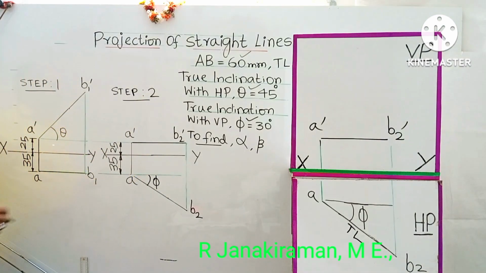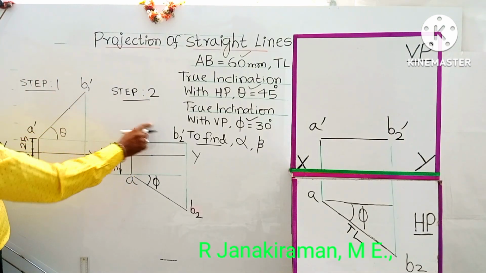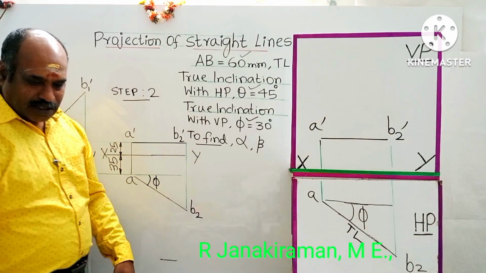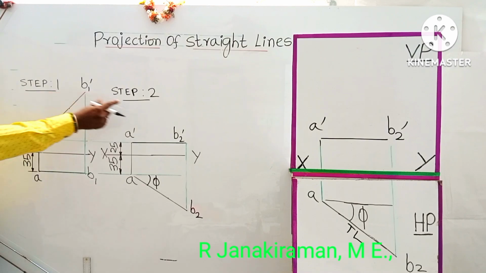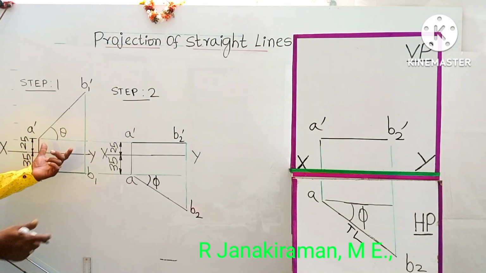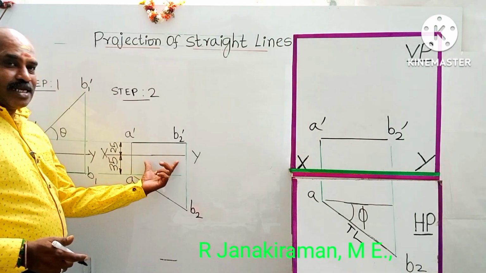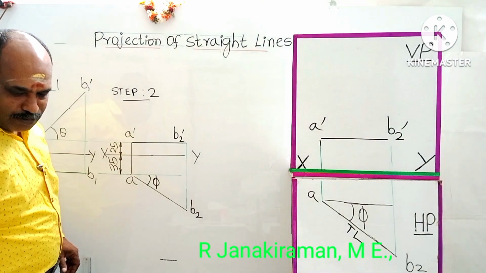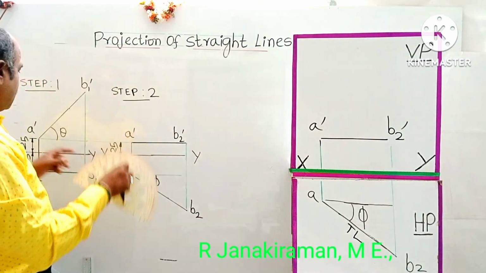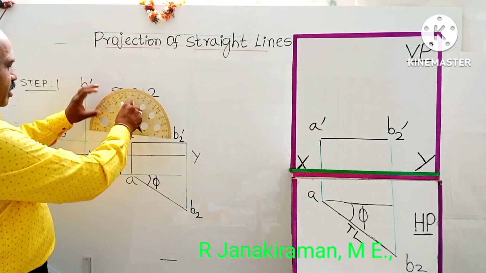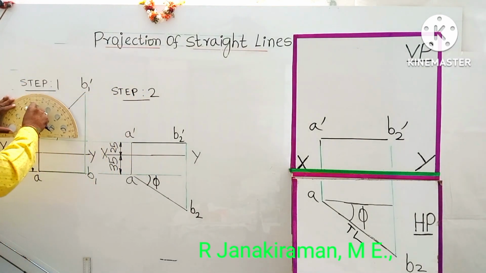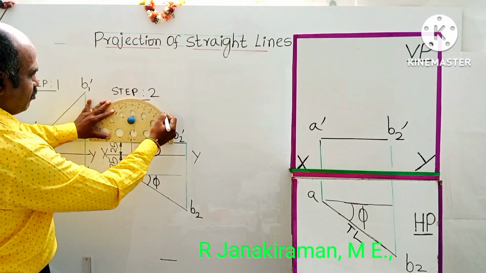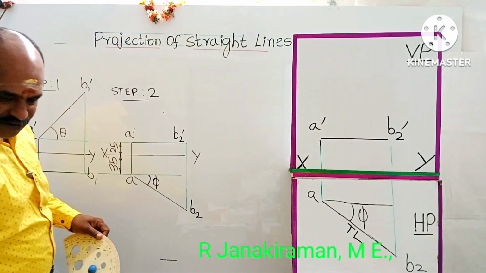Understand? Next, in step 3, we are going to combine the step 1 and step 2 diagrams. Both are to be copy pasted. Let me erase this part. Next, I am going to combine step 1 and step 2, making the step 3 diagram. So I am going to use the same diagram for step 3 also. This is the angle inclined to HP, the theta. You can copy paste step 1 into step 2. Theta is given as the true inclination with HP, that is 45 degrees. With A dash as reference, mark an angle of 45 degrees, put a point. Join the marked points using a freehand scale.